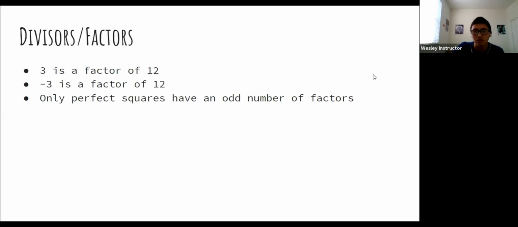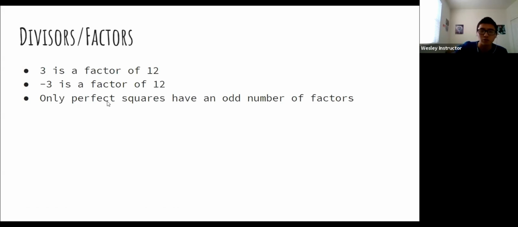So last time we left off at slide 33. Now we're going to talk about GCF, which is greatest common factor. All right, so 3 is a factor of 12 and -3 is a factor of 12. This is because if you divide 12 by 3 and -3, you will get an integer. And that's how you know if a number is a factor of a number.